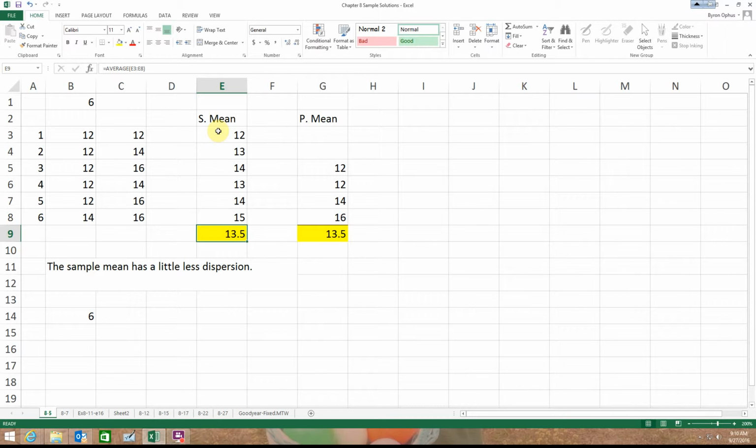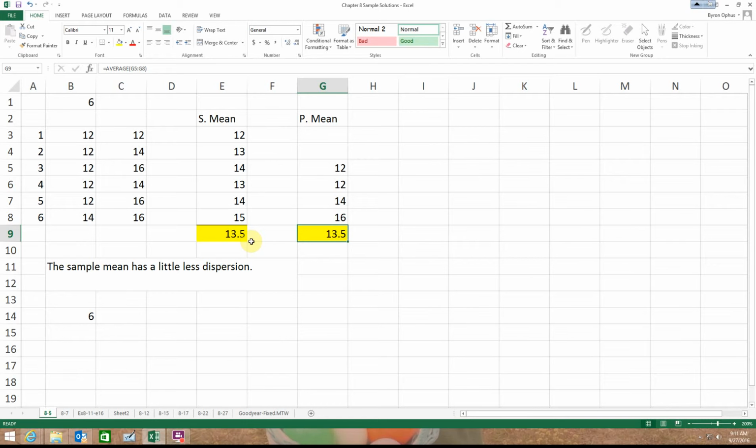Okay, and then it asks me to compute the mean of the distribution of the sample mean and the population mean. And again, the population mean over here was given to me, so I've labeled the sample and the population. The mean is what I'm solving for down here. And again, that's simply using the sum and the average of those. And likewise for this.